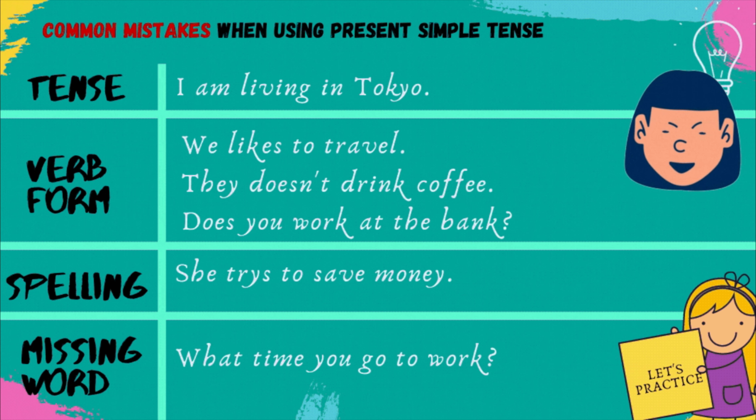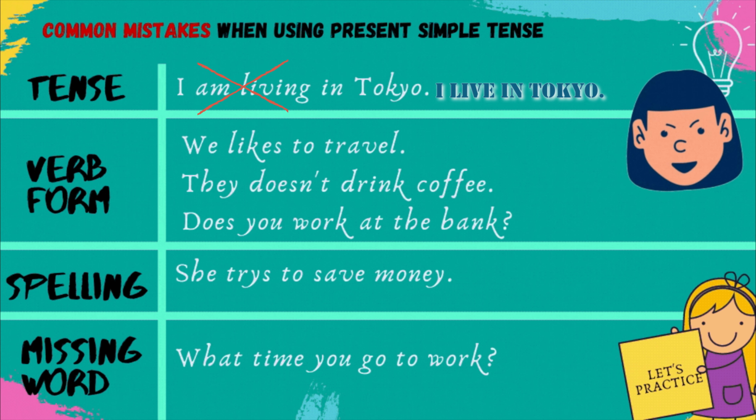So if the person said, I am living in Tokyo, that would be wrong. If that's where the person stays permanently, he or she should say, I live in Tokyo. They could say, I'm living in Tokyo only if it's something temporary, alright? So that is one of the mistakes that's sometimes made with the present simple. That confusion between the present simple and present continuous.